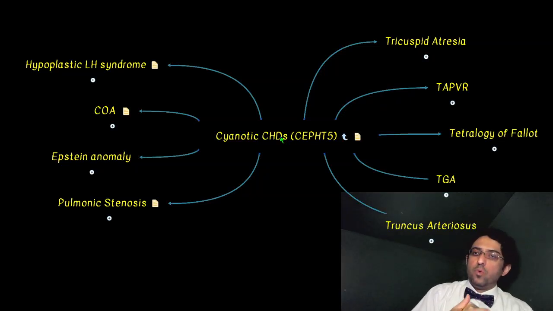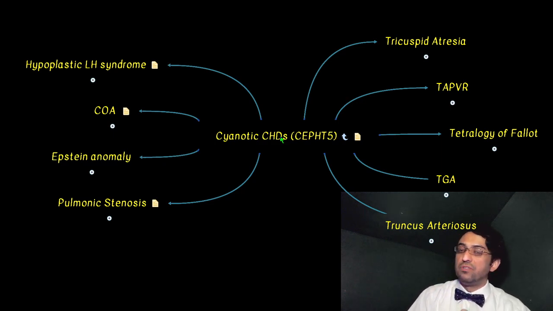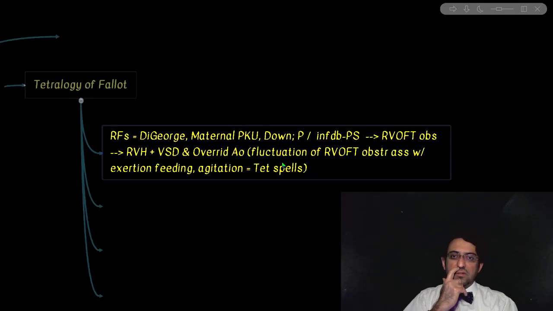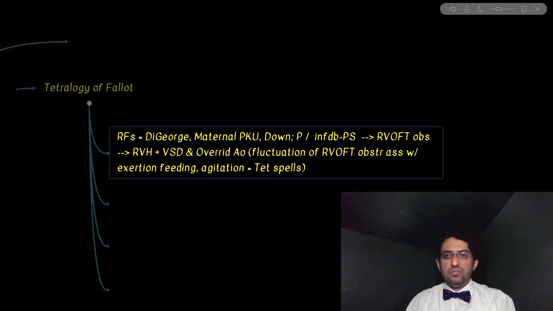In this episode, we will continue our discussion of cyanotic congenital heart disease. Please refer to the previous episode, including the discussion of acyanotic conditions as well as coarctation with differential cyanosis. What are the risk factors for tetralogy of Fallot? Always remember DiGeorge, maternal PKU, and Down.